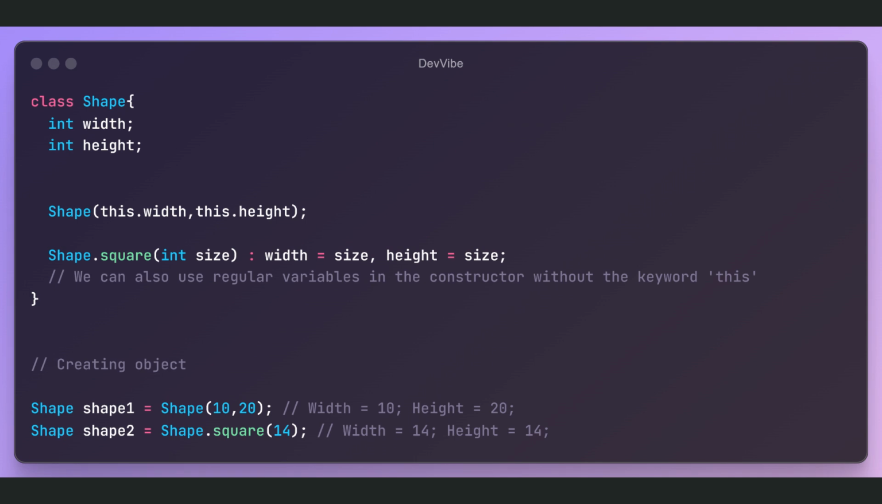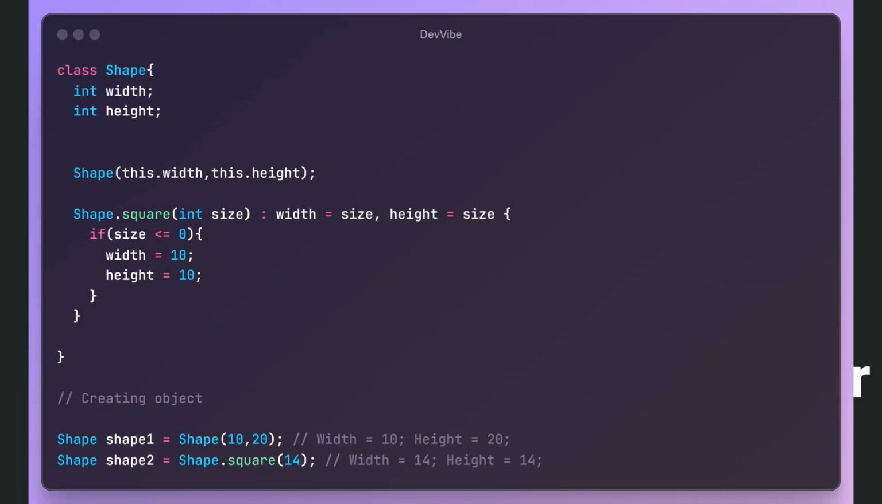Another example of using this with a named constructor is if you have a class shape with width and height fields. You can create a named parameter for squares to eliminate the need to pass two parameters since a square's width and height are the same. Instead, you can accept a single parameter for size and use the colon to set both width and height. Here's how this looks. Alternatively, you can use curly braces right after the parameters to set values.